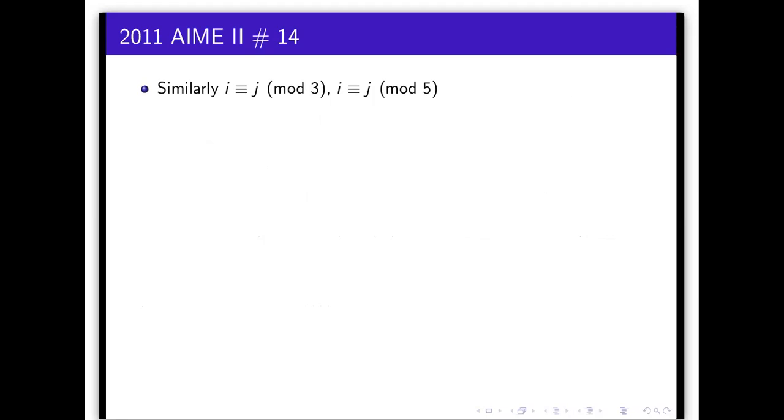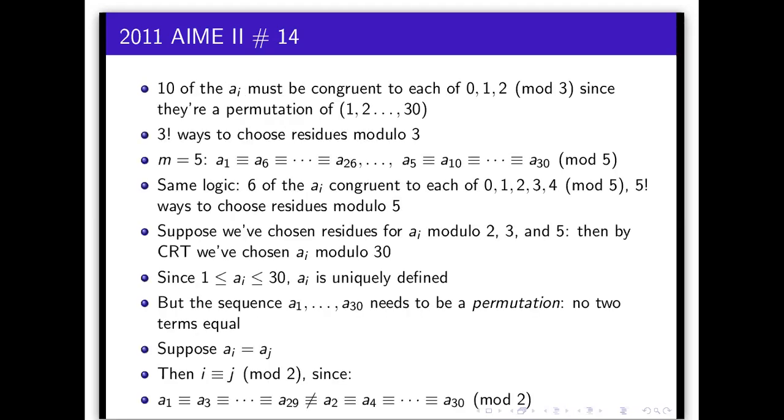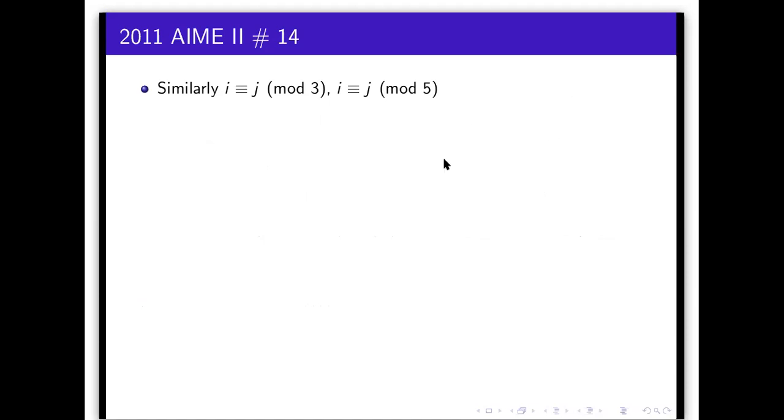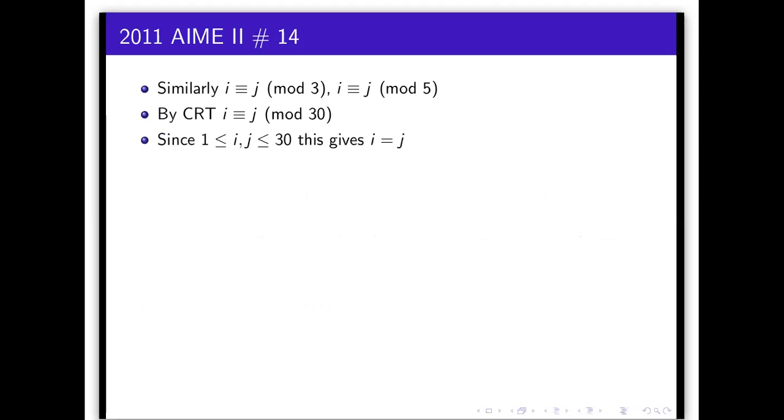So by the same reasoning, I has to be congruent to J mod 3 if AI equals AJ, because if I wasn't congruent to J mod 3, then AI and AJ can't possibly be congruent mod 3. Similarly, mod 5. By the Chinese remainder theorem again, we know that I and J have to be the same mod 30. But that tells us that I equals J, because I and J are restricted to be from 1 through 30. What this means is that once we've made the choices mod 2, mod 3, and mod 5, then that defines a unique sequence, and this unique sequence is guaranteed to work.